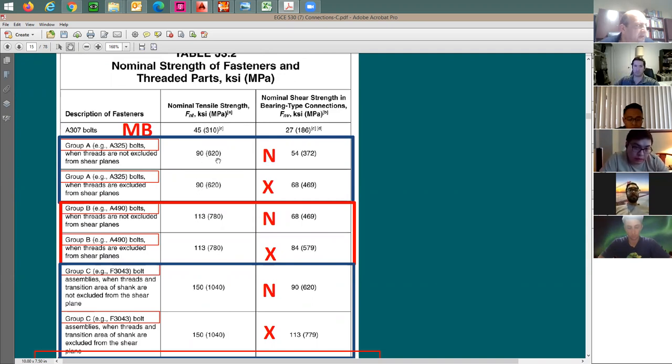And if you note here, for both of these two options, this gave you the N case and the X case. N means the thread is included and X means the thread is excluded. And as you see here, this distinction doesn't matter because the threaded section is going to be there anyway, it's going to be included in the analysis.